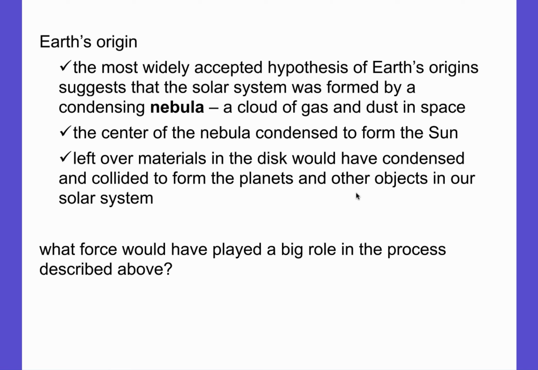a condensing nebula. So a nebula is just a cloud of gas and dust in space that starts to spin, and anywhere where there's more mass, right, it'll condense more and more to create things like our sun or other things like our planets, the asteroids, even the comets that are going around our sun in our solar system. So all of the objects in our solar system form pretty much the same way around the same time.